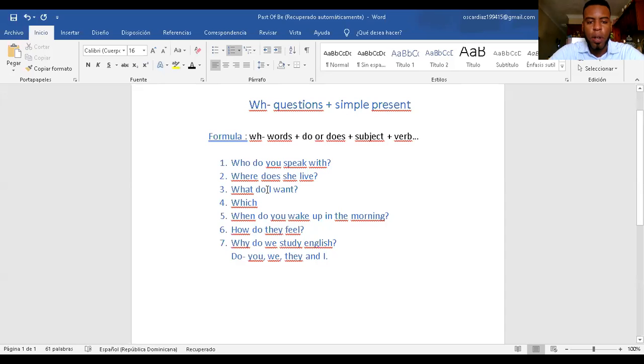As you can see here, I didn't write does. What does I want is incorrect because does is for he, she, and it in questions. Do is correct. For questions in simple present, does is used for the following subjects: she, he, and it.